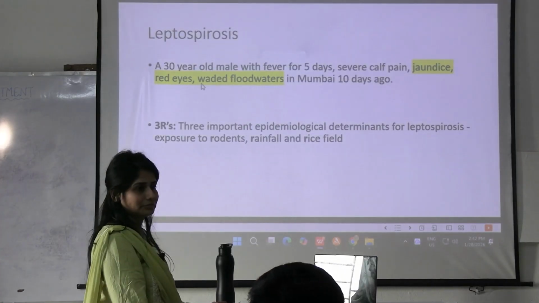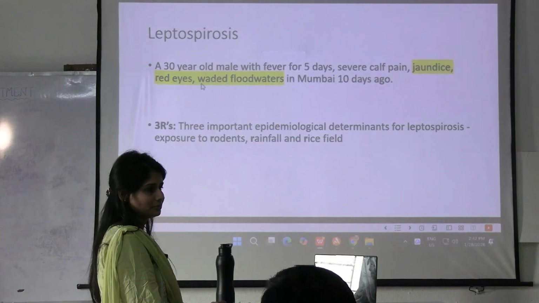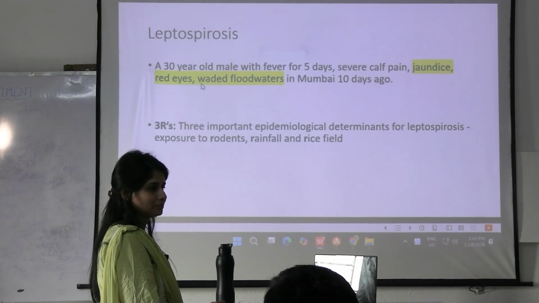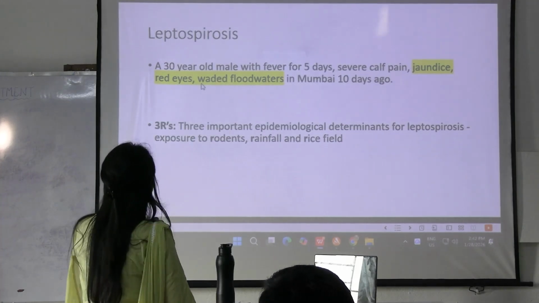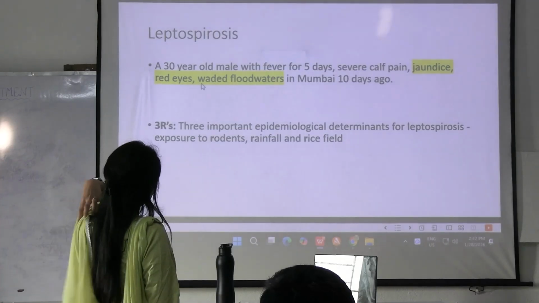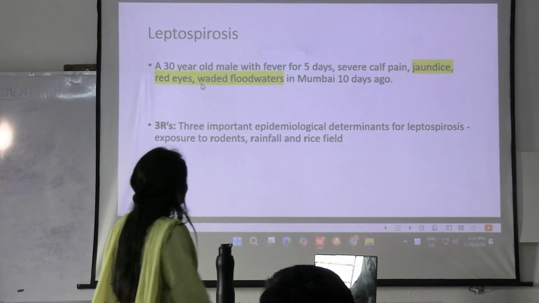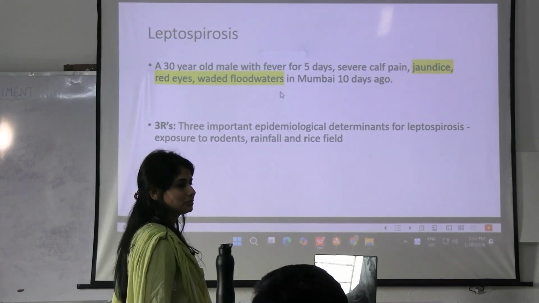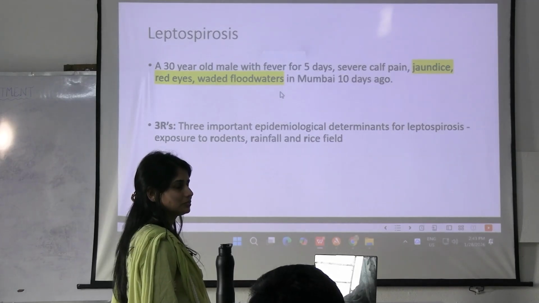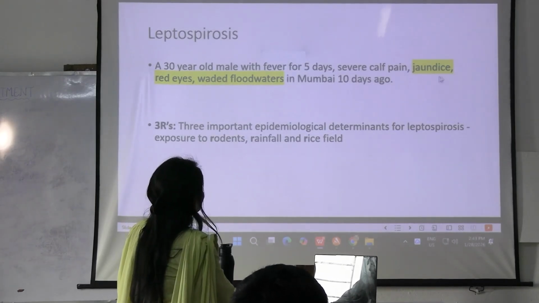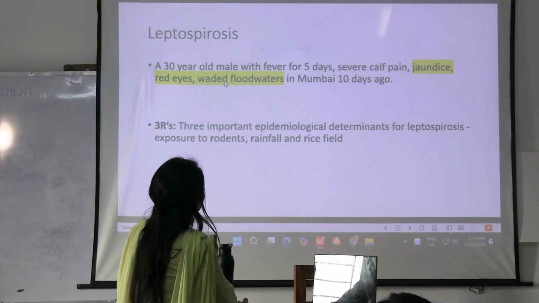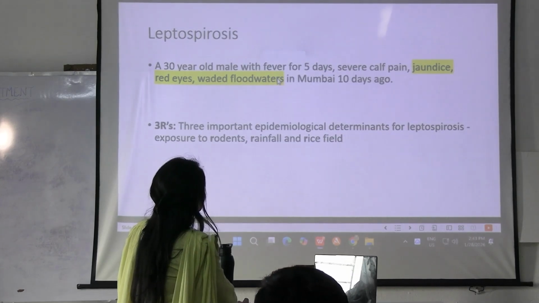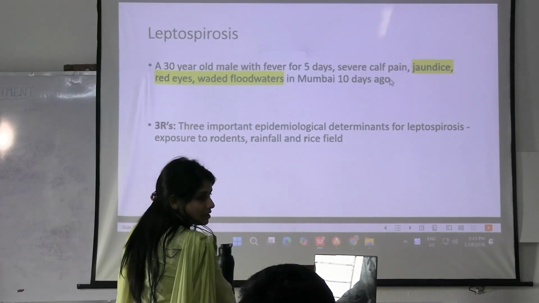Then, fever for 5 days, severe cough, pain, jaundice, red eyes, waded through flood waters in Mumbai 10 days ago. What are the symptoms? Severe fever, 5 days, severe cough, pain, jaundice, red eyes. Okay. Any other information? Waded through flood waters in Mumbai 10 days ago.